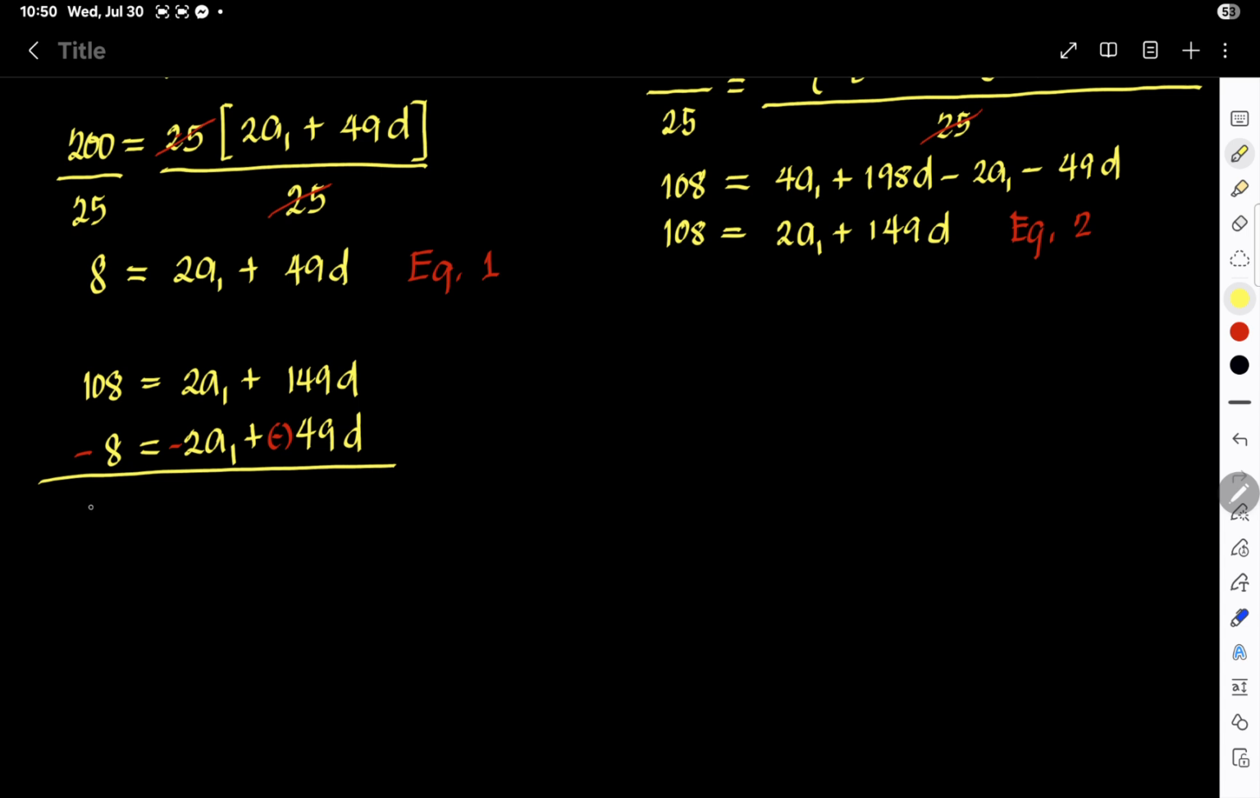And 108 minus 8 is simply equal to 100 equals 2a sub 1 minus 2a sub 1 becomes 0, so we can cross this out. And 149 minus 49 is equal to 100d. Then to solve for d, let's divide both sides by 100. Then cancel this out, and 100 over 100 is equal to 1, which is our d. So we have now the value of d.